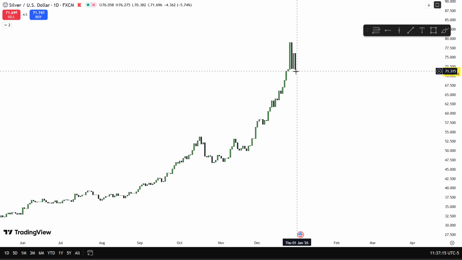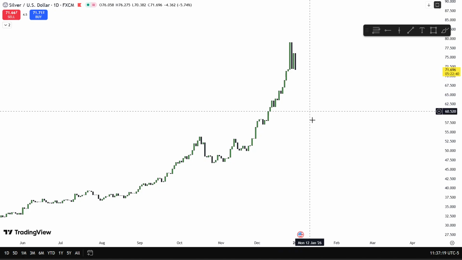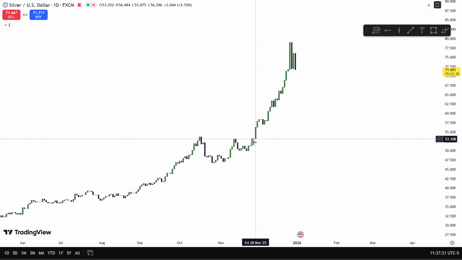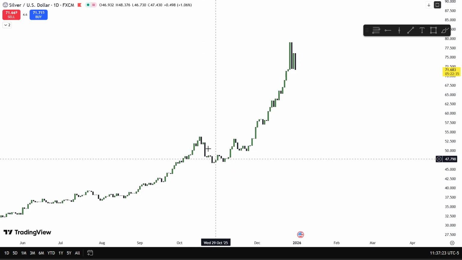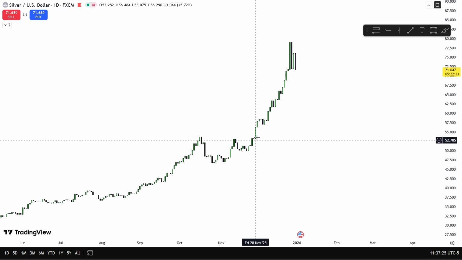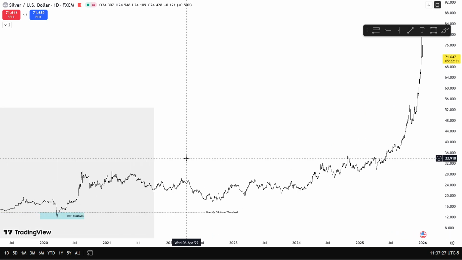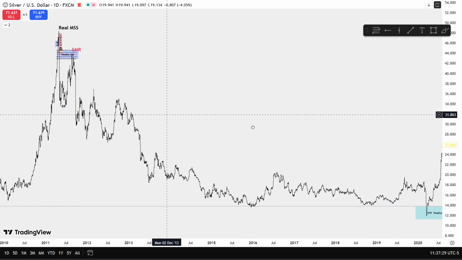So right here price is just breaking down. That is what I want to see. It could eventually come to this area, this region, and this region, I think. Anyways, let's discuss this first.